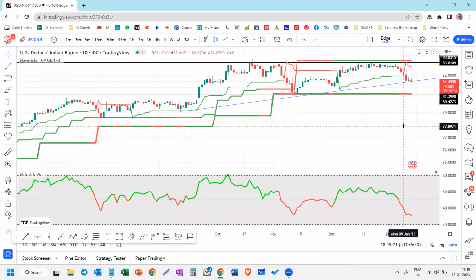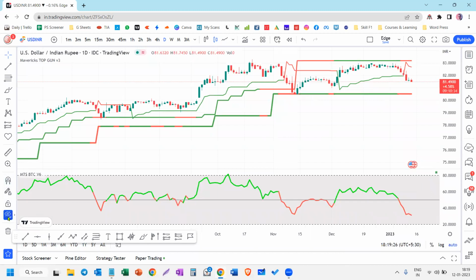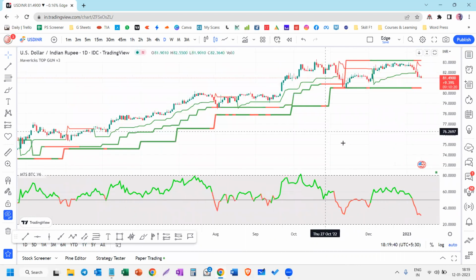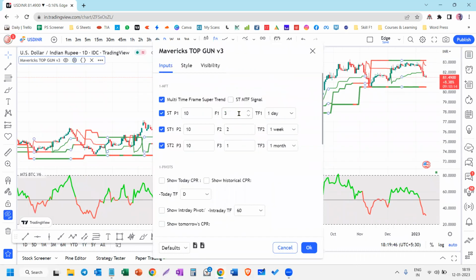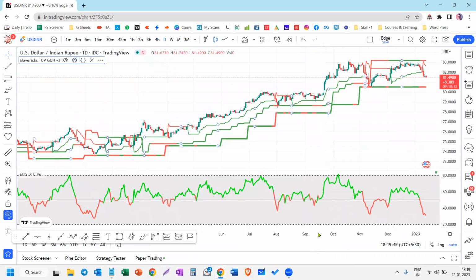See, now this is a good situation to understand. Right now, our monthly super trend is here, daily is here, but weekly is up. All 3 are not in the same direction. So don't use it. Only use it when all 3 are of the same color. And remember the settings 3, 2, 1.